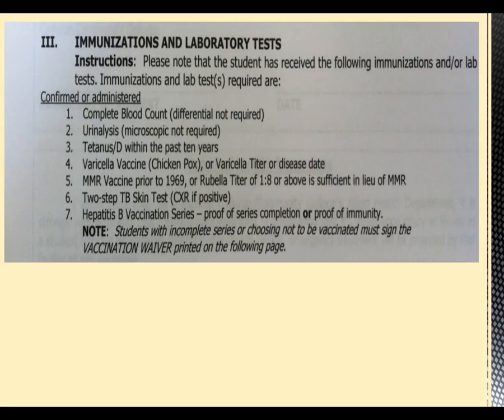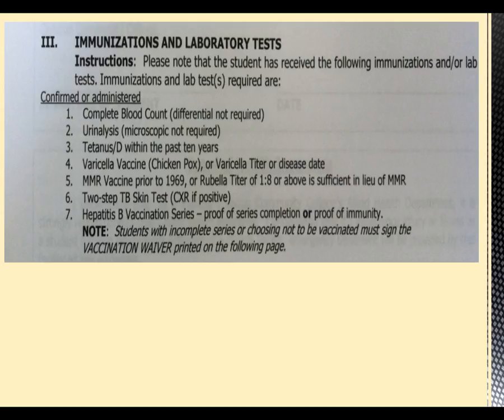Number 5 brings us to the MMR, or the measles, mumps, and rubella titer. The MMR vaccine is actually a 3-in-1 vaccine. It protects us against the measles, mumps, and rubella, all of which, of course, are potentially serious diseases.